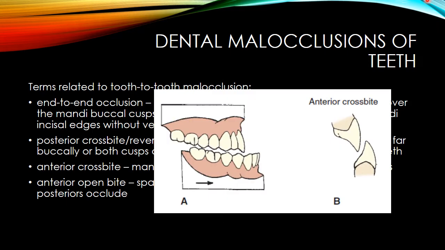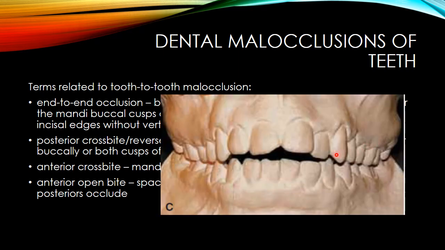Okay. This is anterior crossbite. So the mandibular anterior teeth are ahead of the maxillary anterior teeth. So just like here, we have a negative overjet. This is a clinical picture of a diagnostic cast showing an anterior open bite. See here that the posterior teeth are properly occluded, or there is tooth-to-tooth contact here, but there is a space here in the anterior area.